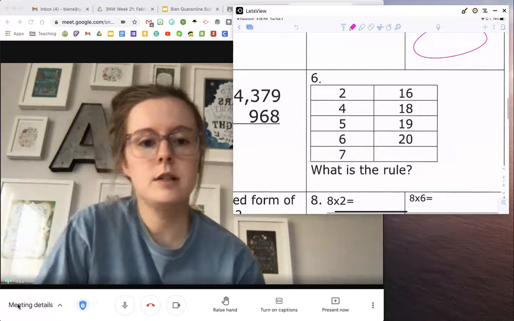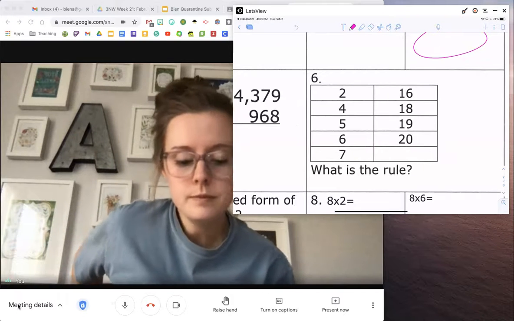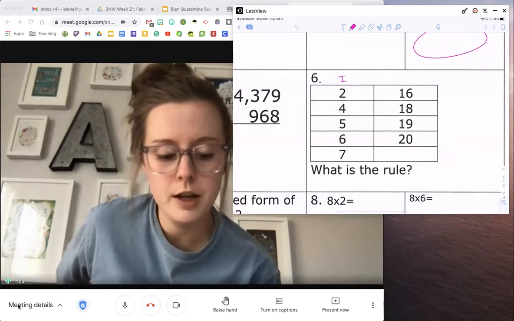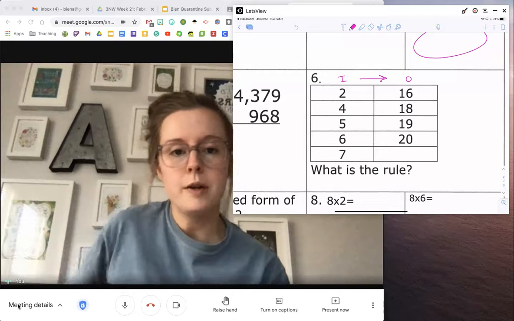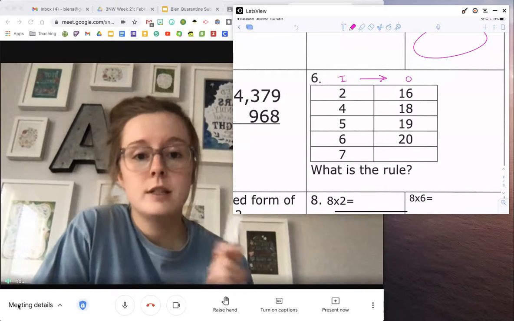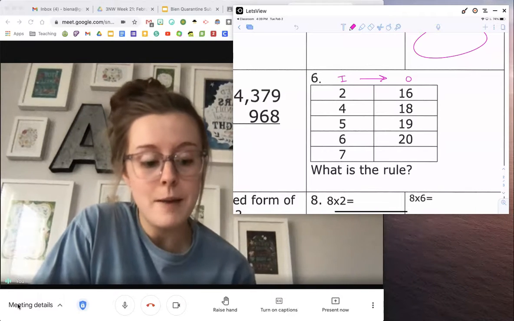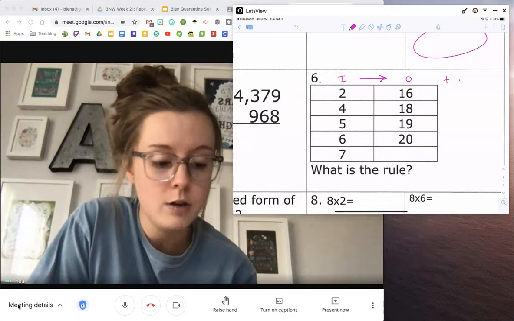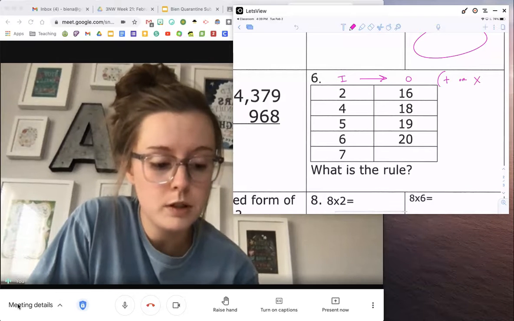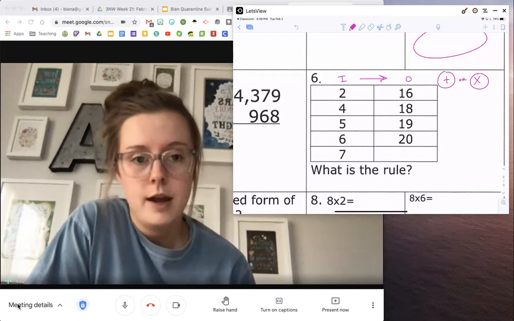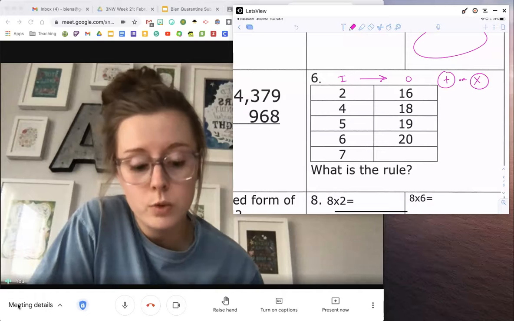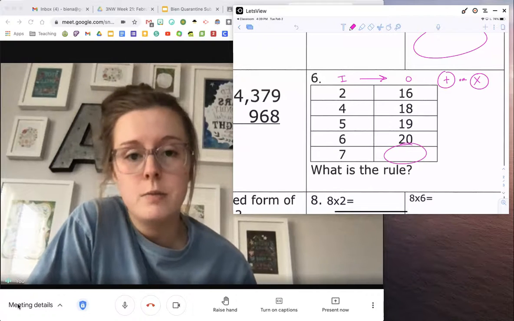Okay, on this one it says, what is the rule? Remember, you're going from input to output. So you're going from 2 to 16, so you're getting bigger. That means you're either going to be adding or multiplying. Okay, so see if you can figure out the rule, and then don't forget to fill in your missing number.